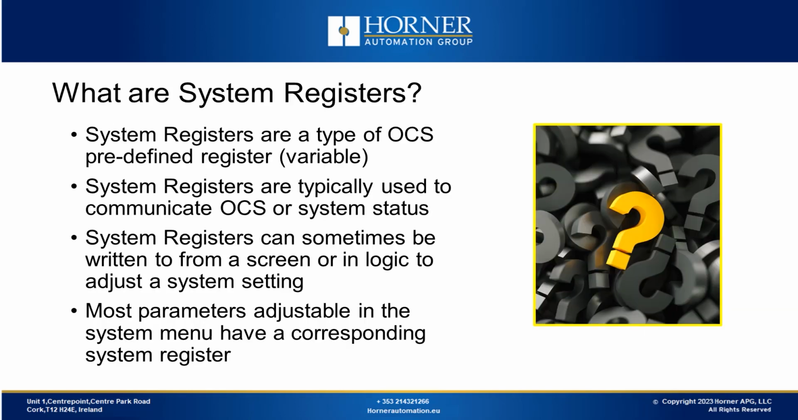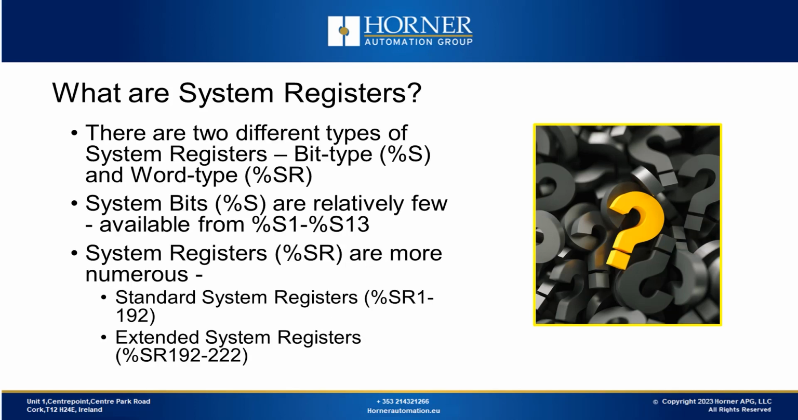System registers are predefined OCS variables with specific meanings related to system status or other embedded parameters in the OCS. They are typically read-only, but can also be written to adjust system settings or perform useful functions. There are two different types of system registers: bit type, %S, and word type, %SR.